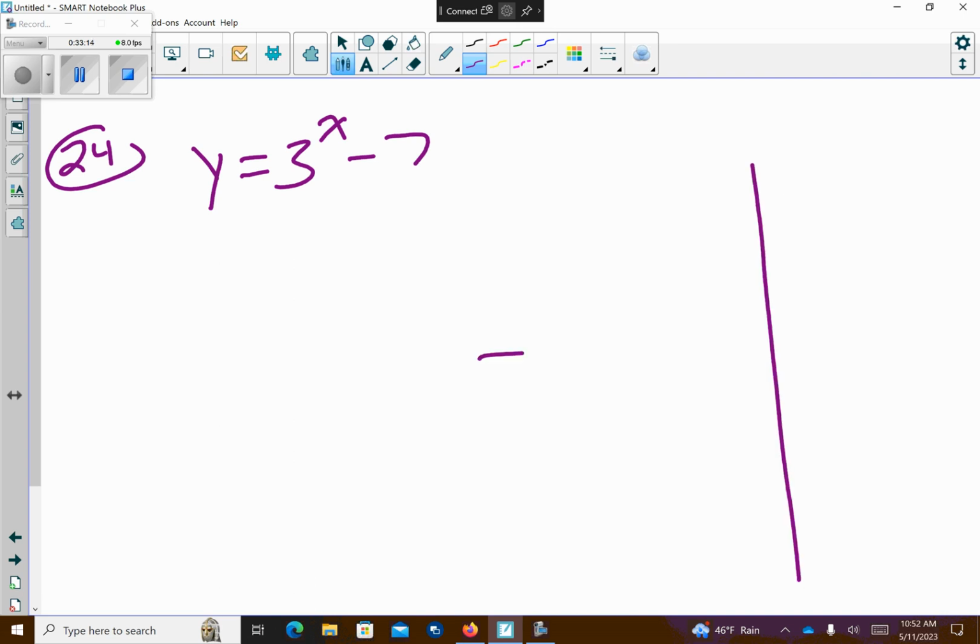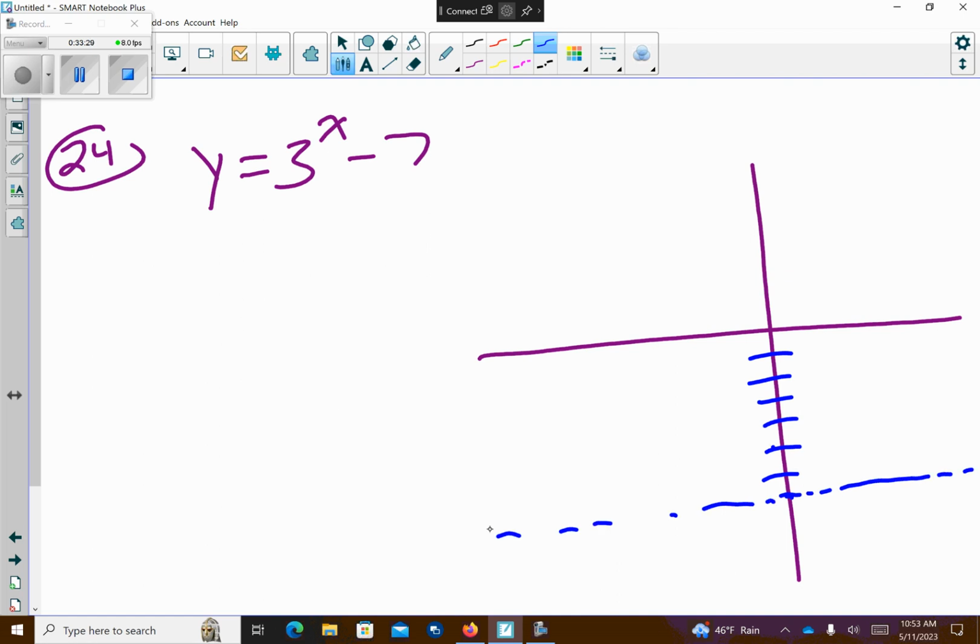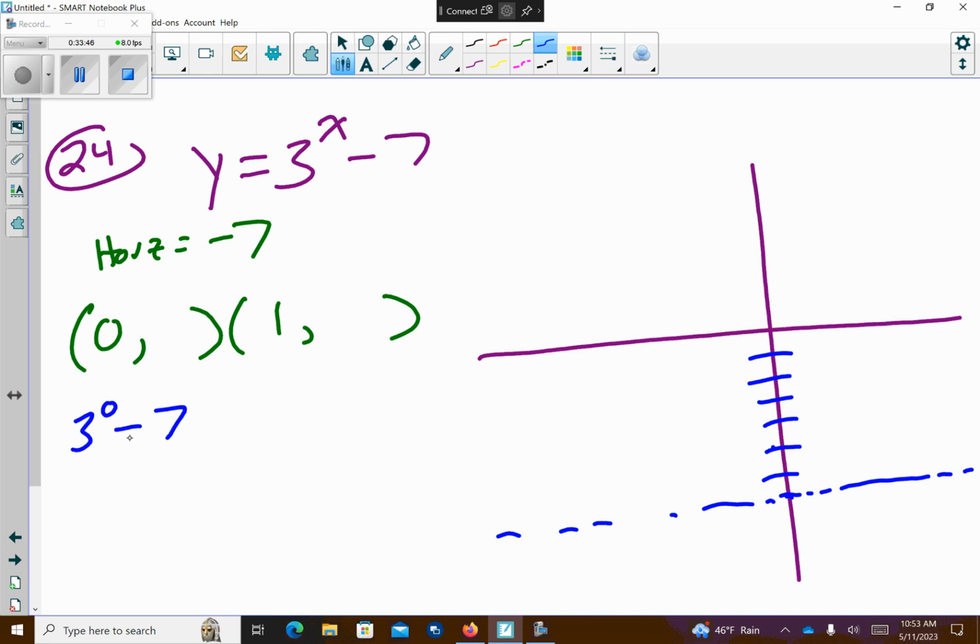Do I have to add a 0? No. What do you think my horizontal asymptote's going to be? -7. 1, 2, 3, 4, 5, 6. All right. Horizontal asymptote, -7. Plug in 0 comma something and 1 comma something. So I'm going to go 3 raised to the 0 minus 7. 3 to the 0 is 1. 1 minus 7 is -6. So 0, -6. 1, 2, 3, 4, 5, 6. Right there.